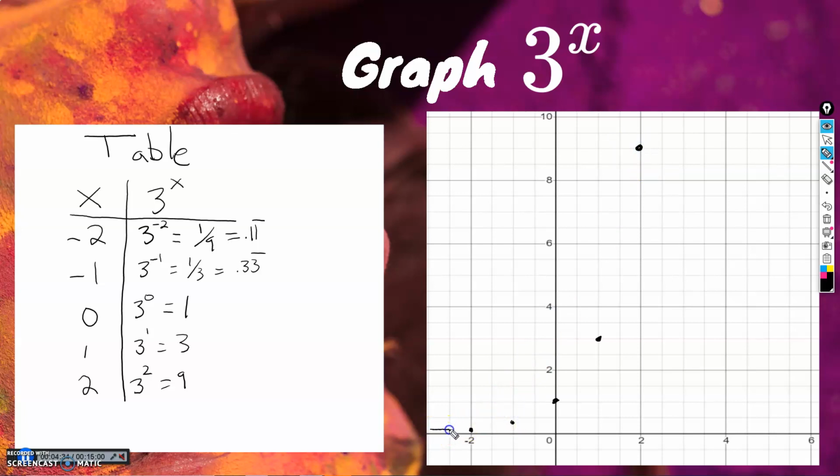For me, this is the hardest step, but let me see if I can. Oh, we're getting a little wonky. There we go.